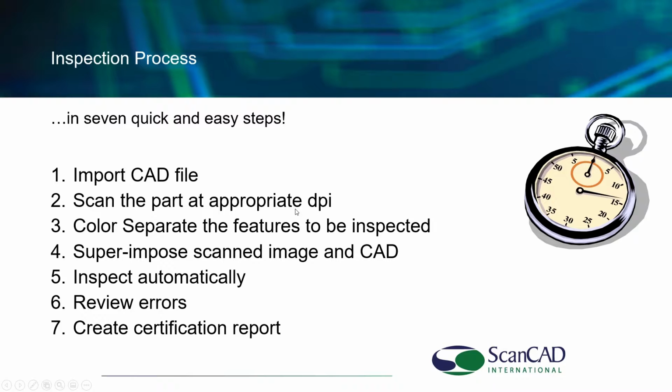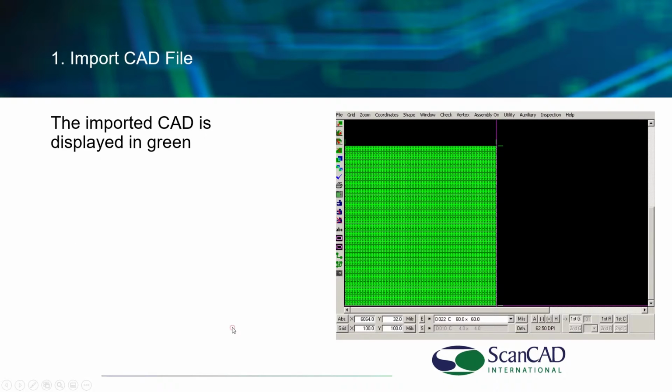So I wanted to give you a feel for that. Most customers are running with a 5-minute process for inspection. This is not 5 seconds for inspection. It's not 50 minutes. It's approximately 5 minutes by the time you import the CAD, scan the part, color separate, overlay, inspect, review errors, and then obviously print a certificate or that data is put up in your SPC system.